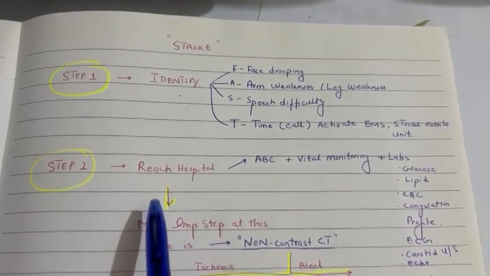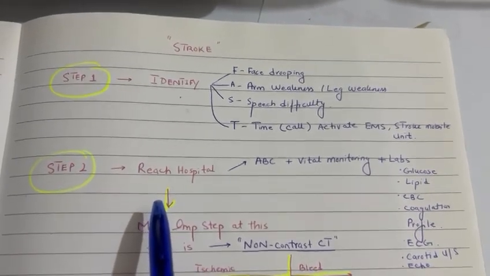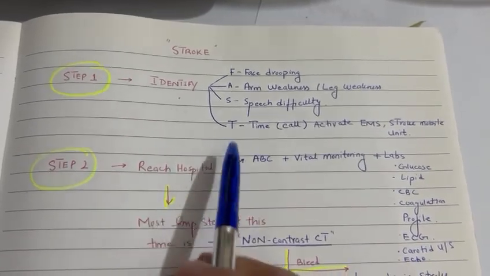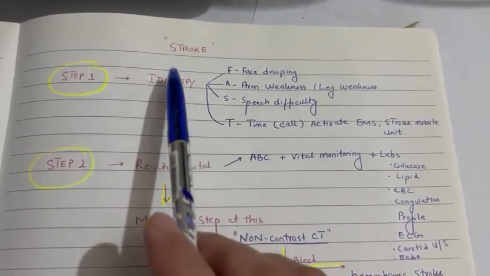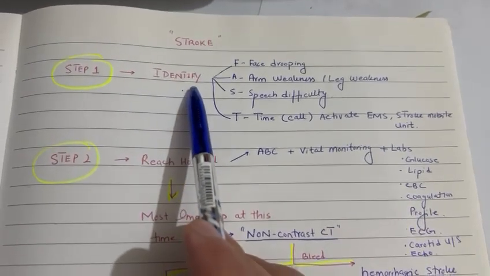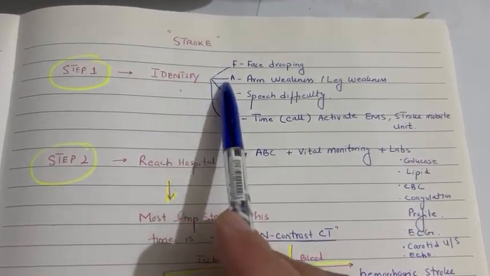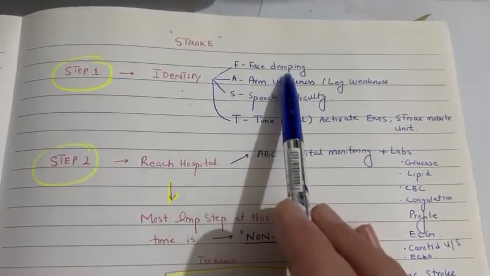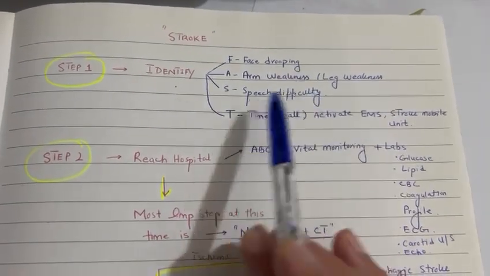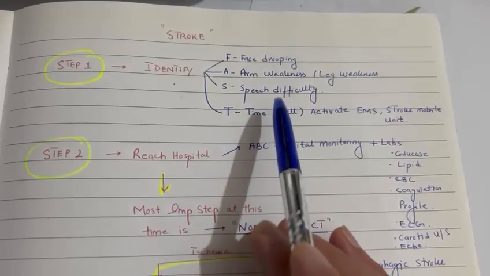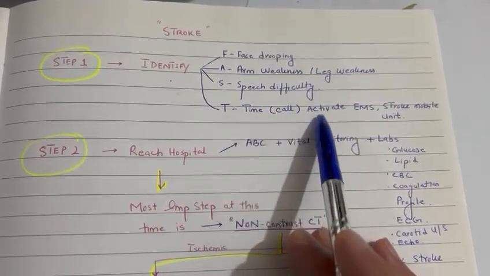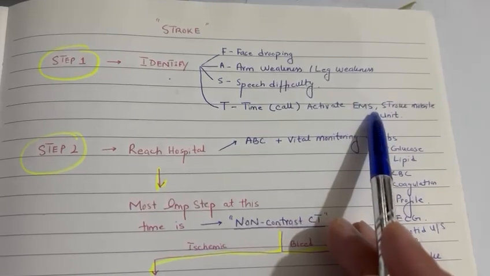So if you're a resident, a doctor in hospital, how would you approach the stroke? First of all, we need to identify. How would you identify? You would identify with the mnemonic FAST: facial drooping, arm weakness, leg weakness, speech difficulty, and time. What is time? Time is equal to brain. The faster you act, the better the outcome for the patient.